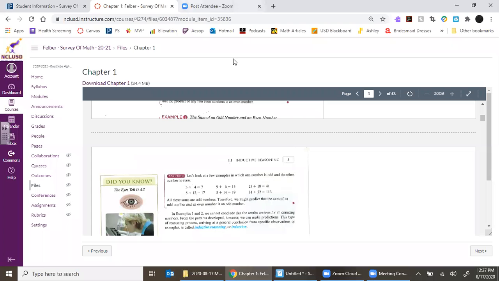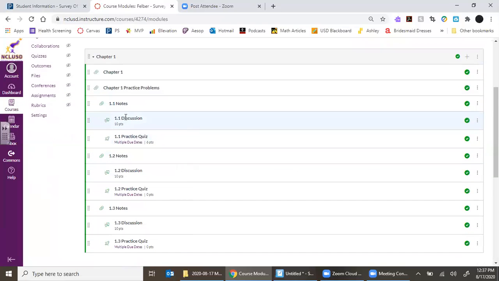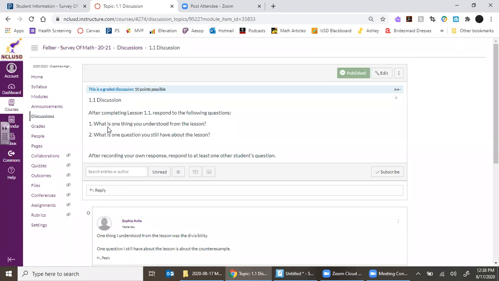But the next thing you guys are going to have to do, technically your homework assignments are going to be the discussion for this lesson and the quiz for this lesson. The discussion, some of you guys already did it. They're going to be the same questions every time. What's one thing you understood? What's one question you still have? I would probably do that one right now, because you probably already have questions in your mind from today. Maybe if you didn't understand something, or maybe something really was super easy for you and you got it really fast. So that would be a good thing to write down for number 1.